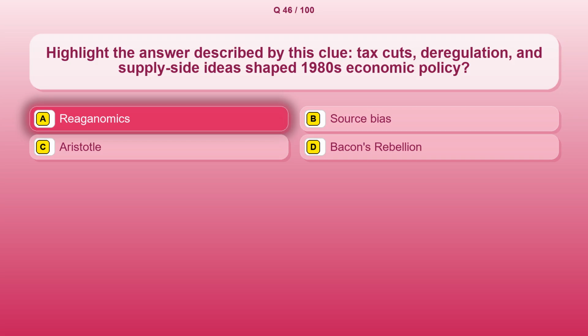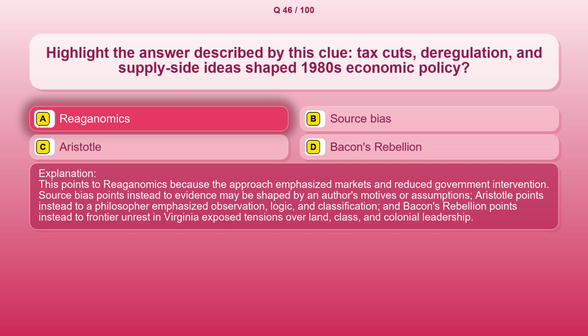The correct answer is option A, Reaganomics. This points to Reaganomics because the approach emphasized markets and reduced government intervention. Source bias points instead to evidence may be shaped by an author's motives or assumptions. Aristotle points instead to a philosopher emphasized observation, logic, and classification, and Bacon's Rebellion points instead to frontier unrest in Virginia exposed tensions over land, class, and colonial leadership.